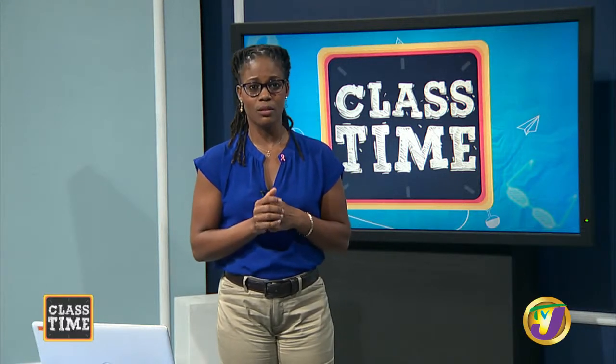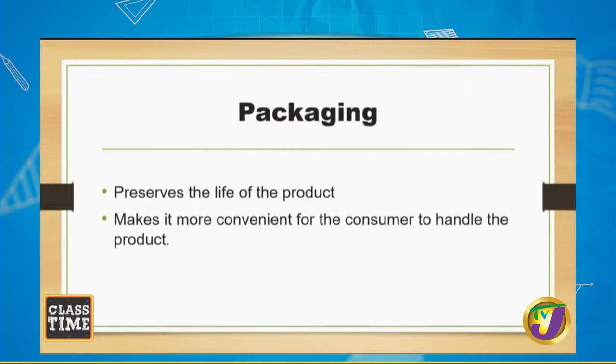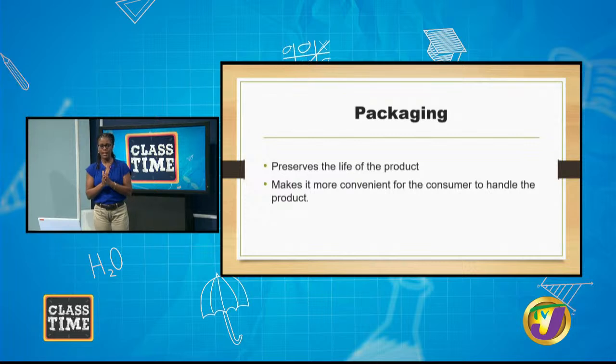It preserves the life of the product. You know that some products have short shelf lives. Think about milk. Now, milk has a short shelf life. So whether it's refrigerated or not, it cannot stay for a long period of time. So when milk is packaged in Tetra Paks, and for those who are not familiar with what Tetra Paks are, they're those boxes that have the silver aluminum looking lining on the inside. It protects the package, it protects the product, and allows it to have a longer shelf life. And of course, packaging makes it more convenient for the consumer to handle the product.